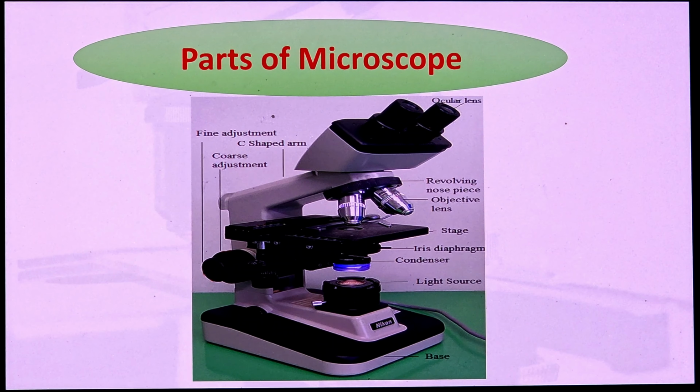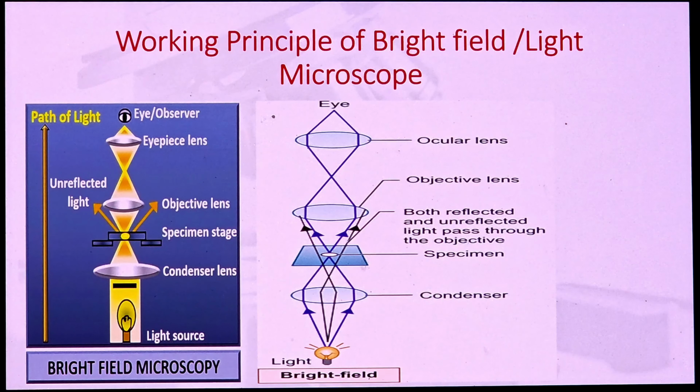So what are the various parts of the microscope? Starting from below: light source, then condenser, iris diaphragm, stage, then three types of objective lens. One is the low power objective lens, then the high power objective lens and the oil immersion lens. Then it ends with the ocular lens. So what is the working principle? Light passes through the iris diaphragm, then to the condenser lens, through the specimen to the objective lens. Both the reflected and unreflected light pass through the objective lens and finally through the ocular lens, in which we can see the magnified image.